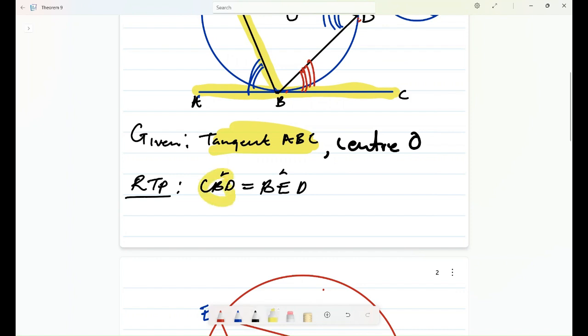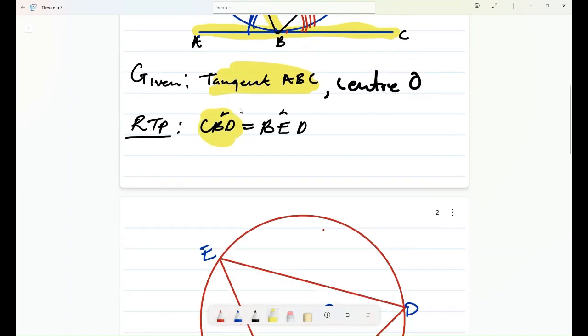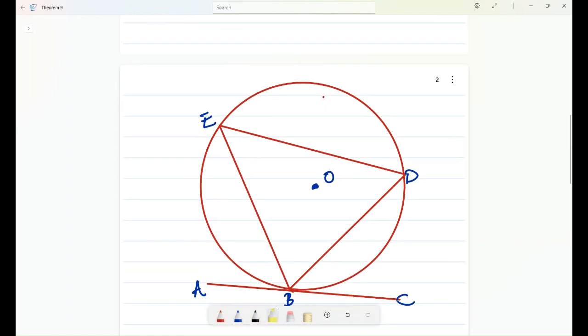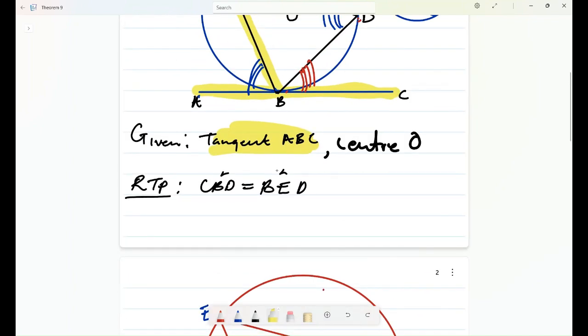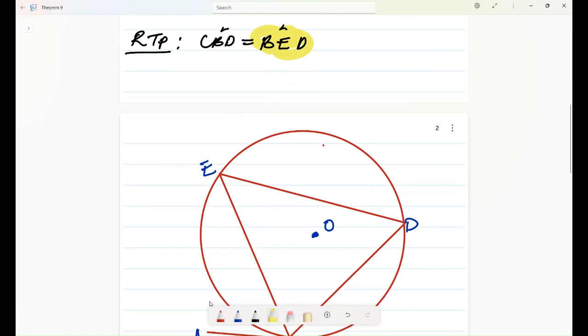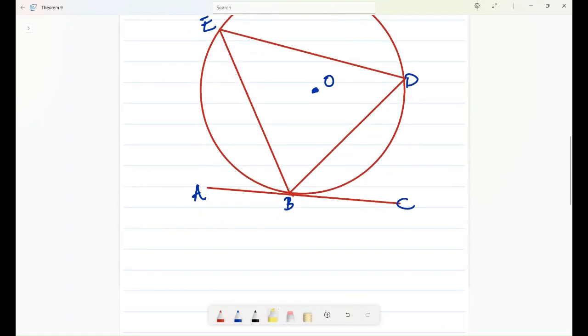We are required to prove that angle CBD, this angle here, is equal to what? That angle there, it is equal to angle BED. Which angle are we referring to? Angle BED, this angle here. So we are required to prove that this angle here is equal to that angle.